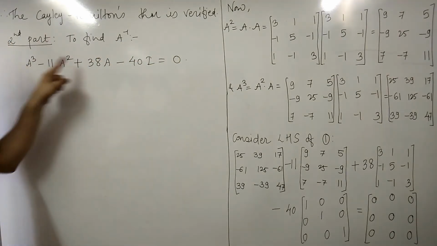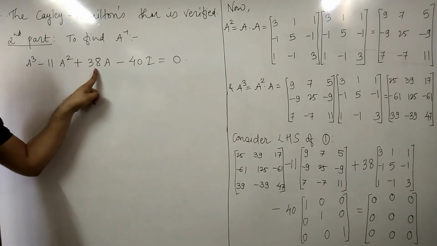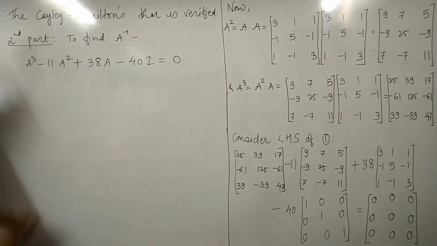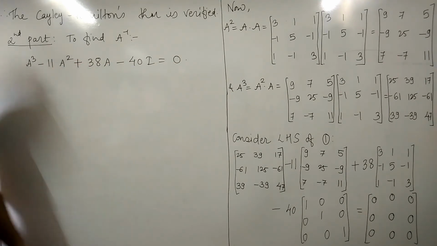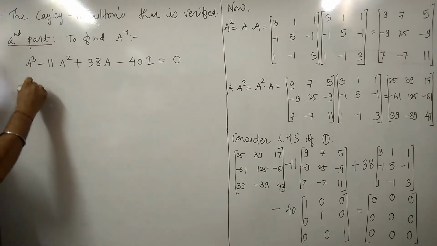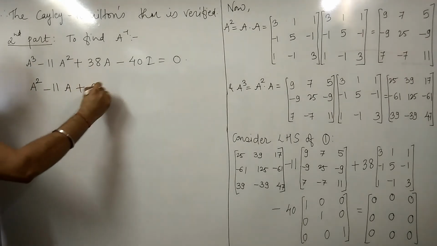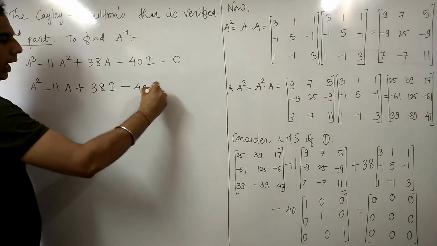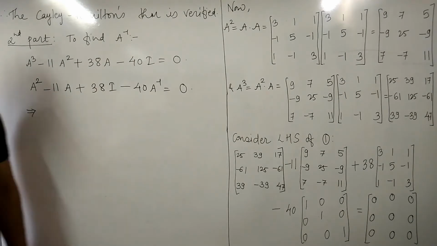So by Cayley-Hamilton theorem, we can write this statement: A cube minus 11A square plus 38A minus 40I is equal to O. So if we have to find A inverse, what we can do here? We can multiply throughout by A inverse. So if we multiply this equation throughout by A inverse, we will be getting A square minus 11A plus 38I minus 40 times A inverse, and this will be equal to a null matrix.